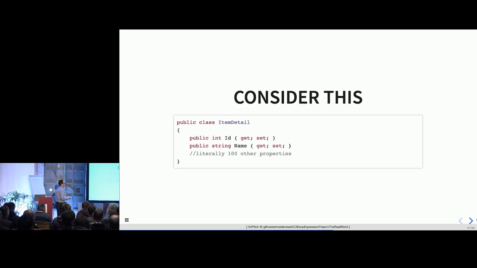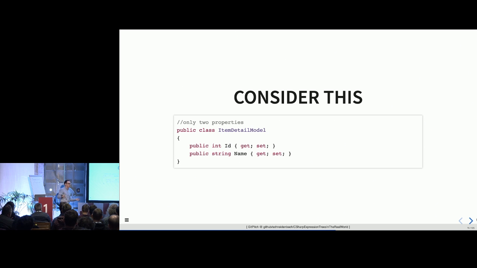So consider this. You've got a DBA that already hates you because you use Entity Framework. So now you want to say that, okay, we've got this item detail, and let's say it just has like 102 properties on the object. So it has an ID, primary key, a name, and then literally 100 other properties, right? And then you have basically a view inside of a UI that just needs ID and name. It doesn't need any of those other properties. It's just a list of the products that you want, right?